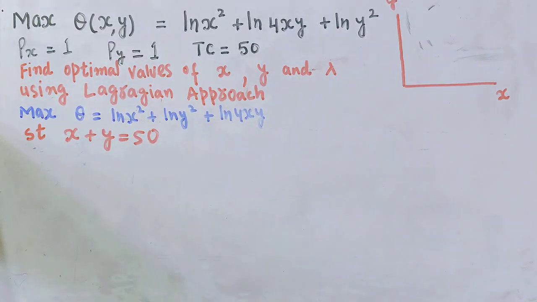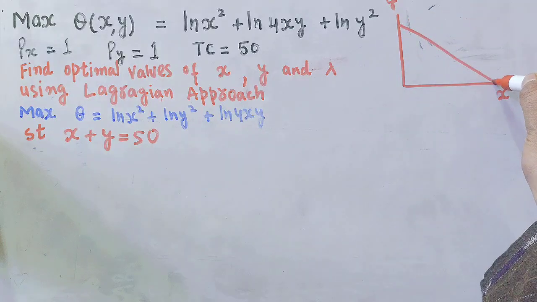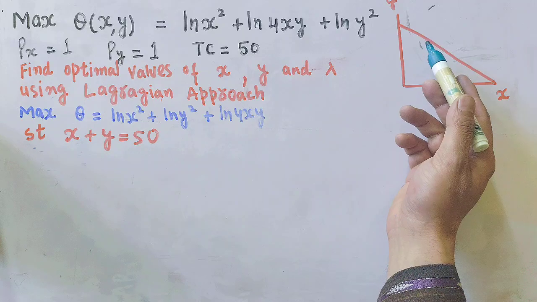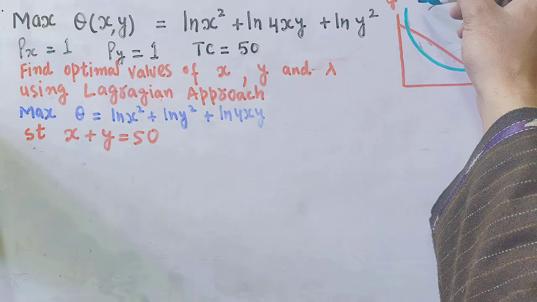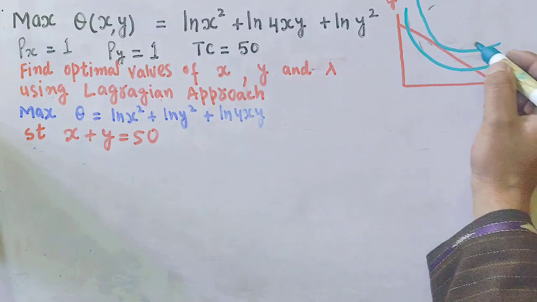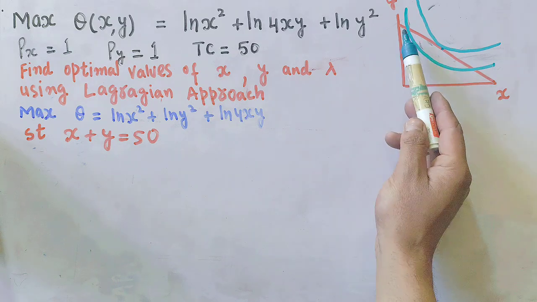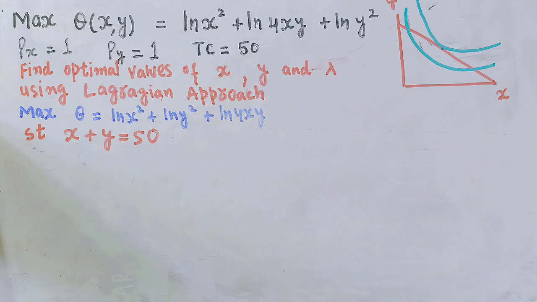So graphically, what is our endeavor? With the given budget, let me draw the budget line. The firm wants to produce maximum output. So with the given budget, the producer's endeavor will be to reach the highest possible isoquant. So our optimal bundle will lie at a point where the slope of this isocost line is equal to the slope of the isoquant curve.